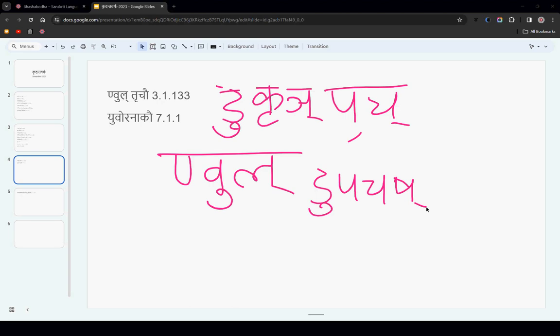So for the framework, the other interesting and important thing is that in those days the swaras were also important. Swaras like Anudatta, Udatta, Swarita, which were more commonly used in everyday language in those days.